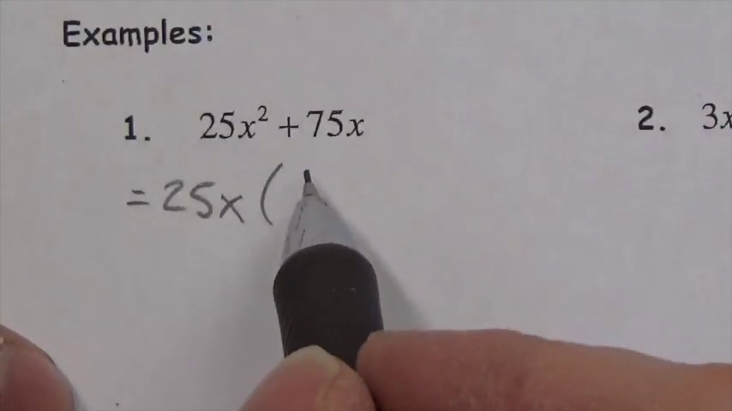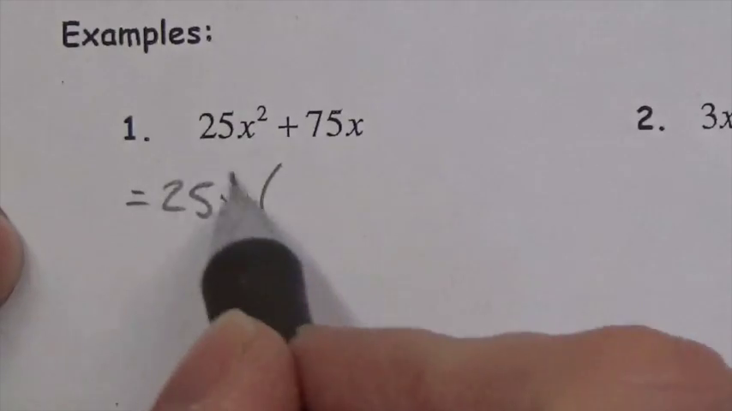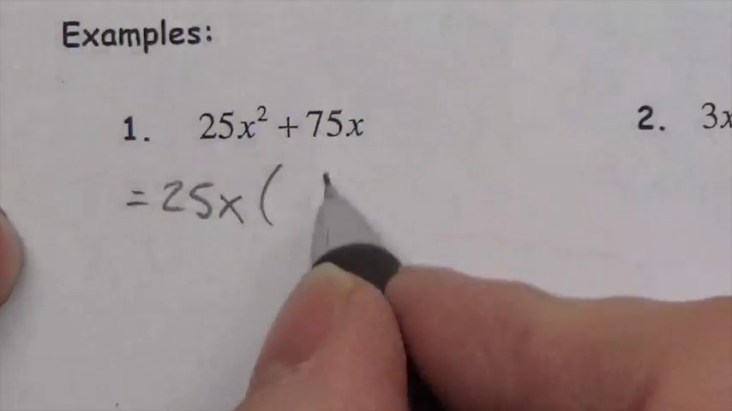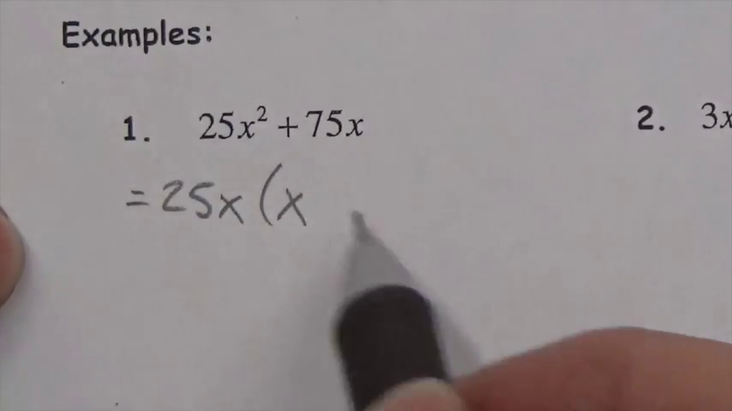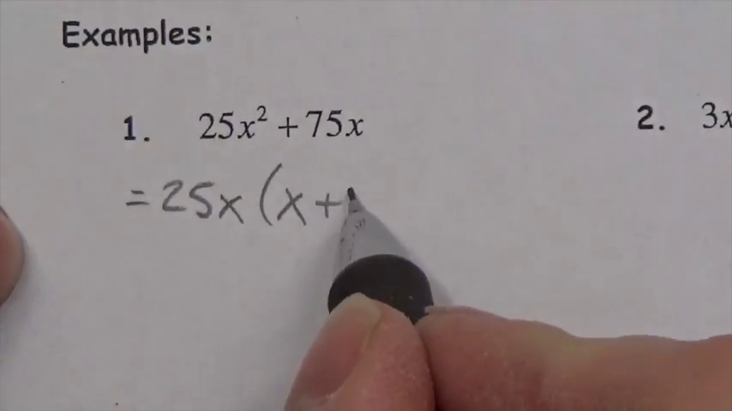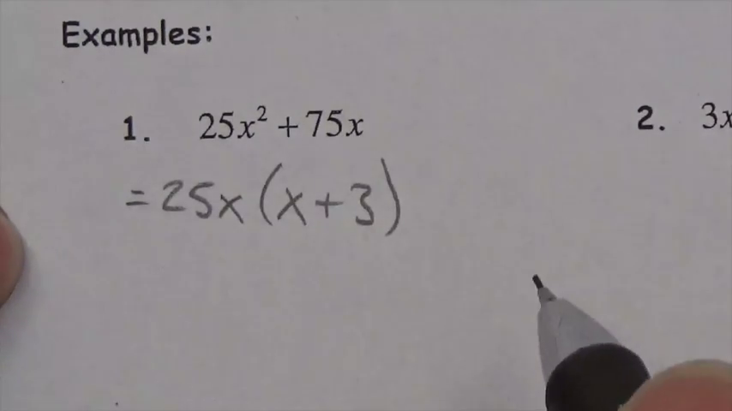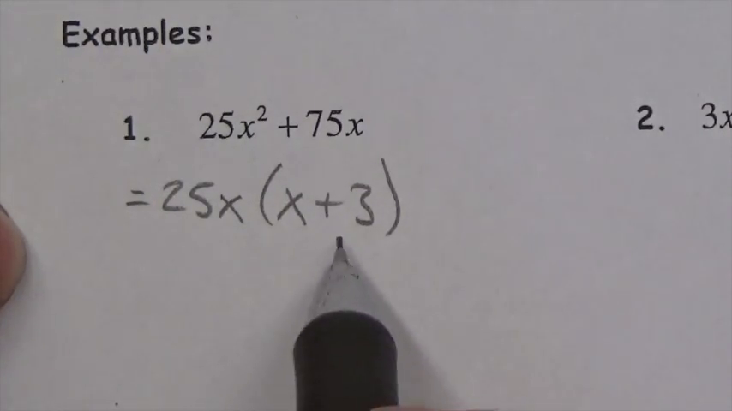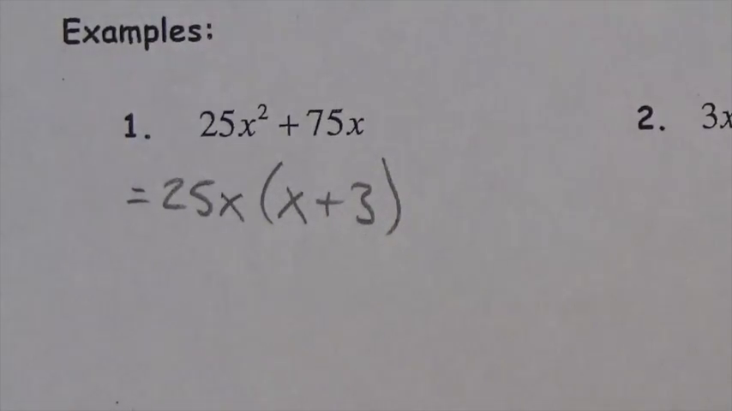Now what am I left with? Bearing in mind that the process here is essentially division. So 25x squared, if you divide out this piece right here that I said was common, 25x squared divided by 25x is just going to be x. Positive 75x divided by 25x is just going to be 3. The x's will cancel. 75 divided by 25 is going to be 3. So here we go: 25x multiplied by x plus 3. There's nothing common to these two terms, so I'm done. That's as far as I would go.